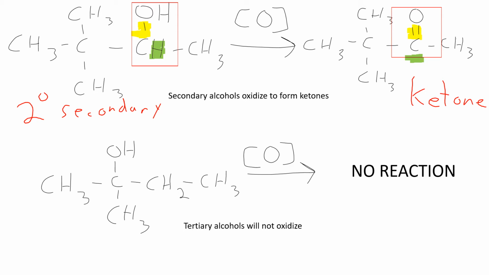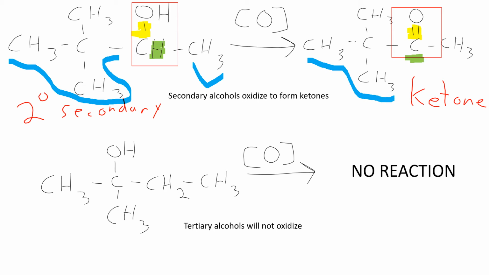Last thing that you're going to see is that the rest of the molecule is going to remain unchanged. So kind of underlined in blue here, I have the rest of the molecule. And you can see that going from reactants to products, none of the rest of the molecule changed. The only change happened inside that red box. So when you oxidize a secondary alcohol, you will form a ketone.